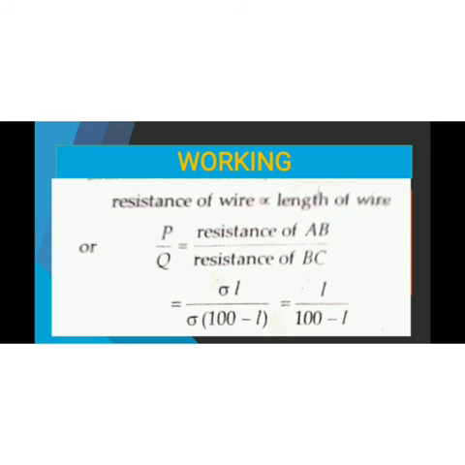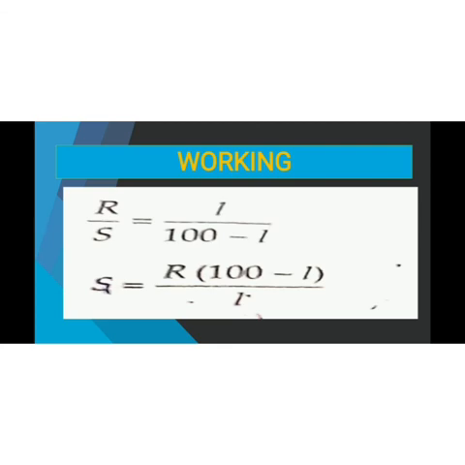Now we'll apply the balance condition. P upon Q equals R upon S. P upon Q value is L upon 100 minus L. We'll put this equal to R upon S. So we'll get L upon 100 minus L equals R upon S. So what will be the formula of unknown resistance S? S equals R into 100 minus L upon L.